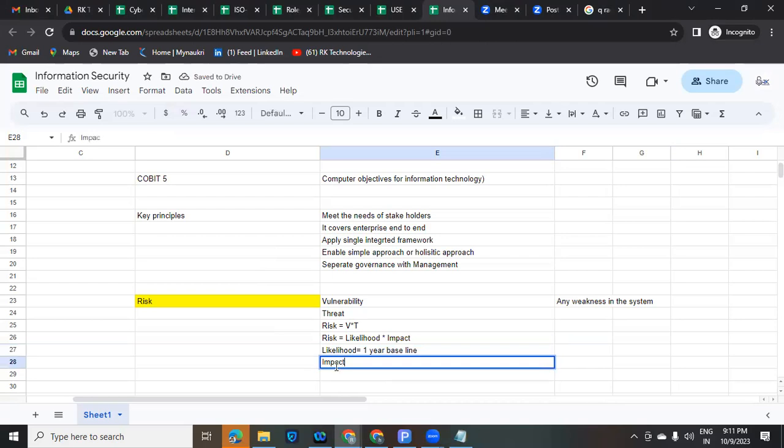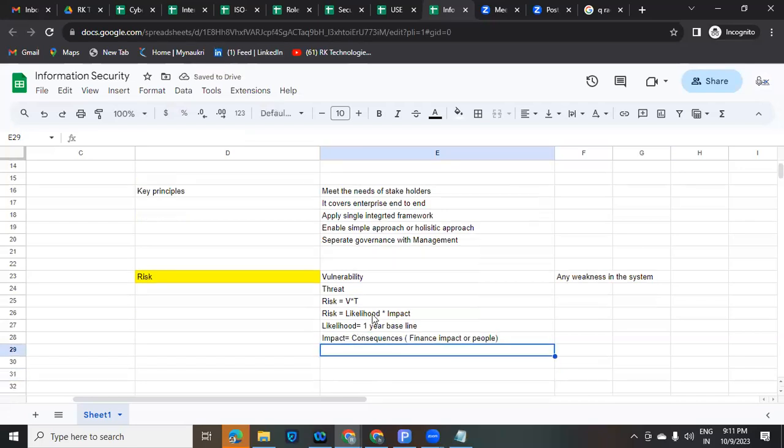Next one is impact. Impact meaning here, what are the consequences because of that risk is exposed? Those consequences may be financial impact and people impact. So that is called impact, consequences. There are two consequences: financial impact or people. If you are multiplying these two, then risk will come.